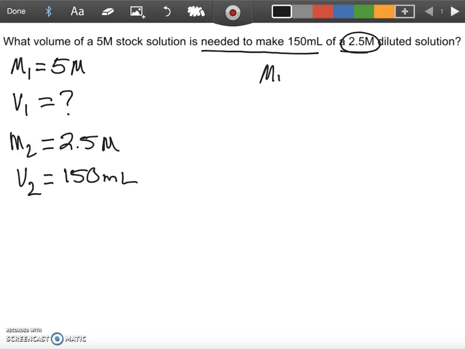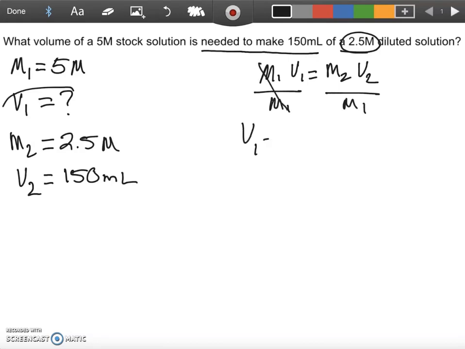Okay, let's go ahead and figure that out. Again, M1 V1 is equal to M2 V2. We're solving for V1, so we need to use algebra to get V1 by itself, and that's actually pretty simple. M1 and V1 are attached by multiplication. How do we undo multiplication? We do it with division, so we're going to divide both sides by M1. That means V1 is going to be equal to M2 V2 over M1.